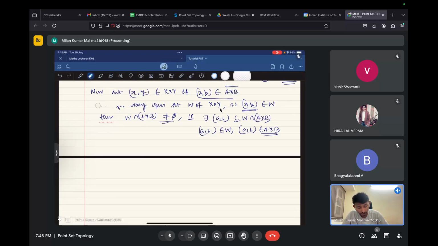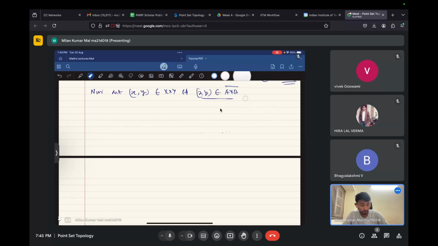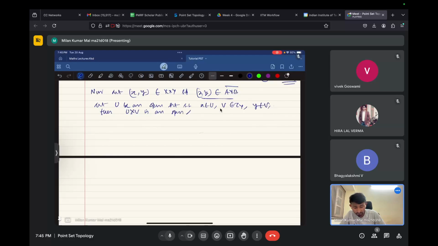Sorry, I am going in the wrong direction. I think this way I will not be able to prove it. Okay, I have to take something specific. Let U be an open set in X such that x belongs to U, and V be an open set in Y such that y belongs to V. Then this U cross V is an open set in X cross Y with the product topology, and (x, y) belongs to this U cross V.